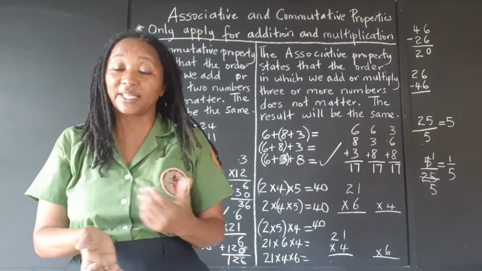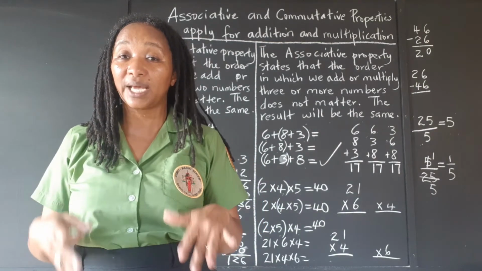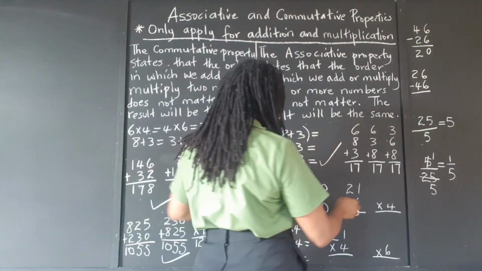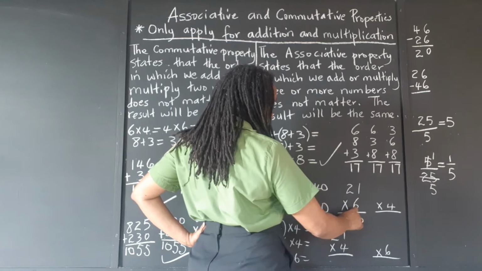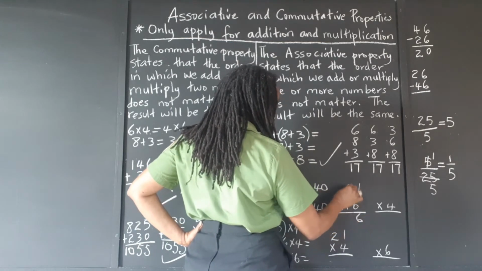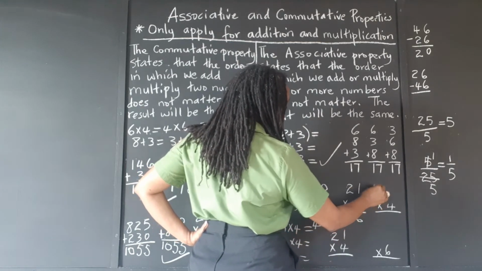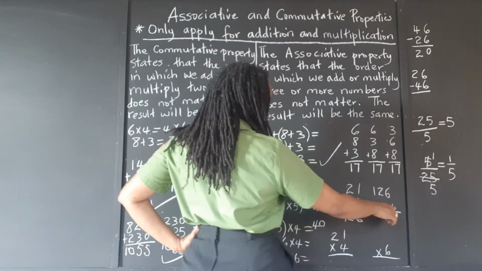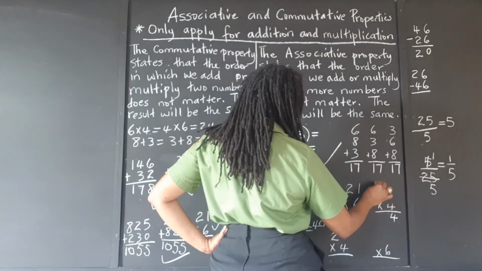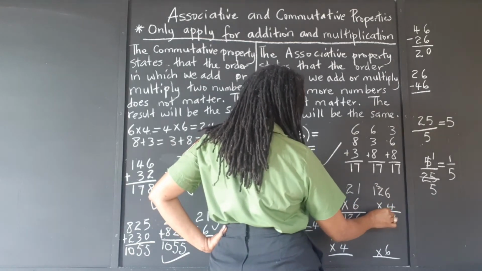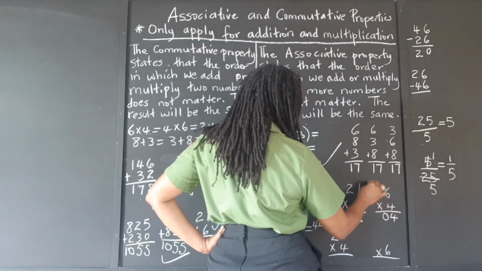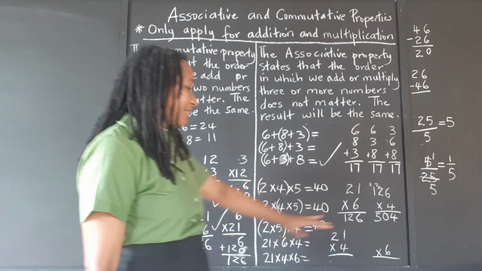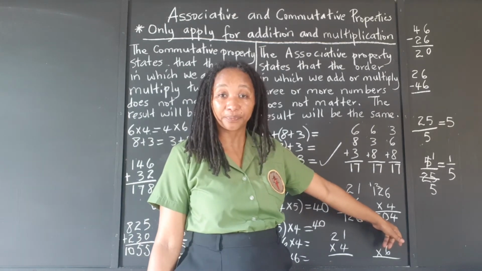So the associative law is telling us we should get the same answer. Are we going to get the same answer? So 21 times 6: 6 times 1 is 6, 6 times 2 is 12. So now we're going to multiply that number times 4. 4 times 6 is 24, 4 times 2 is 8 and 2 is 10, 4 times 1 is 4 and 1 is 5. Okay, so this is our final answer.